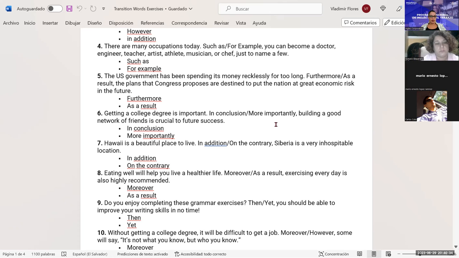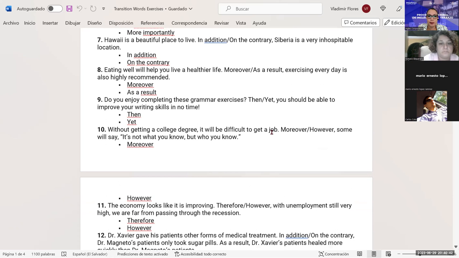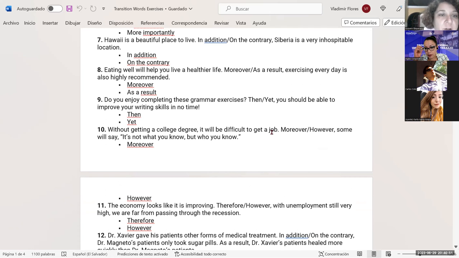Number seven. Volunteer for number seven. Hawaii is beautiful. Aymara, thank you. Hawaii is a beautiful place to live. On the contrary, Siberia is a very inhospitable location. Excellent. On the contrary, that is correct. Thank you so much, Aymara.